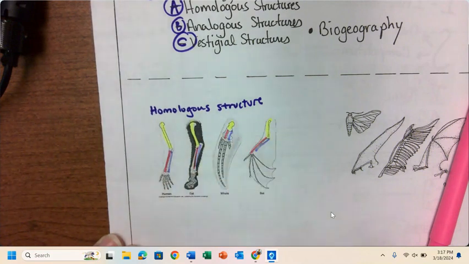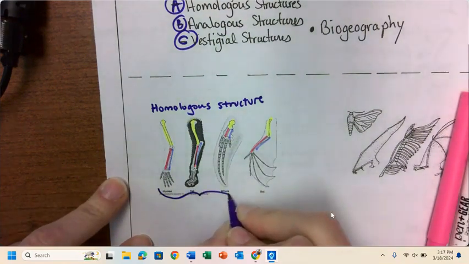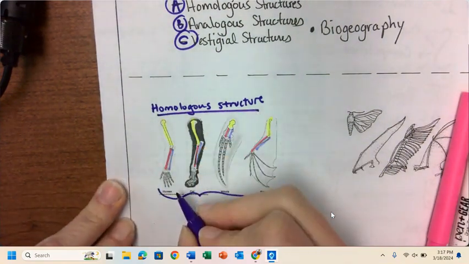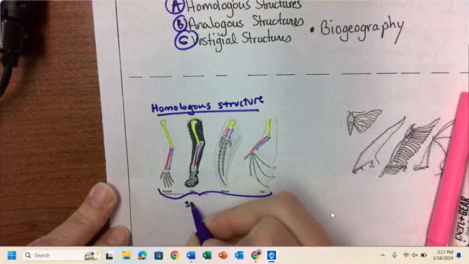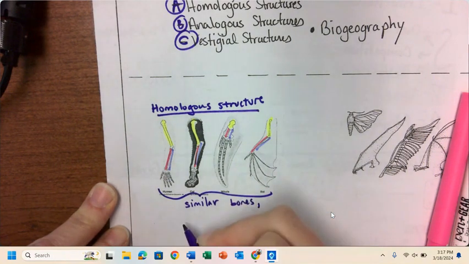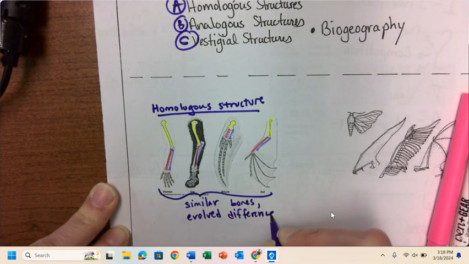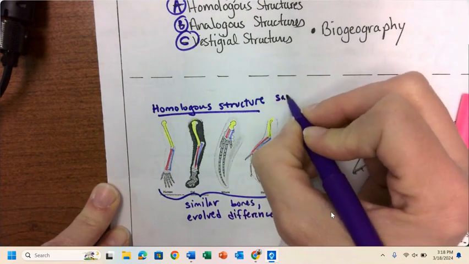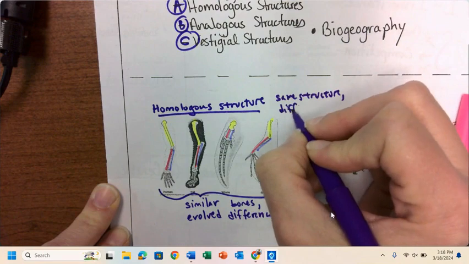However, you can see while they have the same bones, so those bones are considered homologous structures, the structures of the bones themselves have changed slightly, which has led to different functions, right? So you can see a homologous structure is a structure that has a similar structure but evolved differences. So here we have similar bones with evolved differences. So same structure, but often different functions.